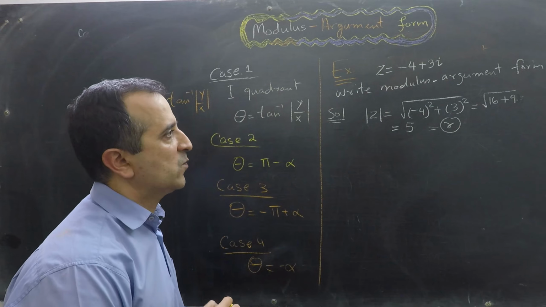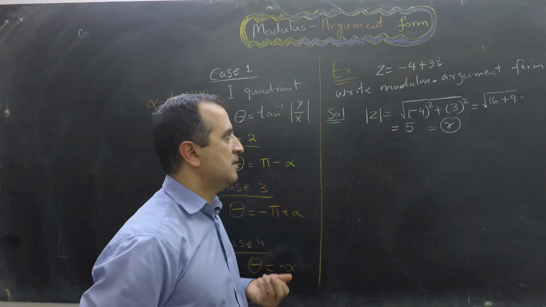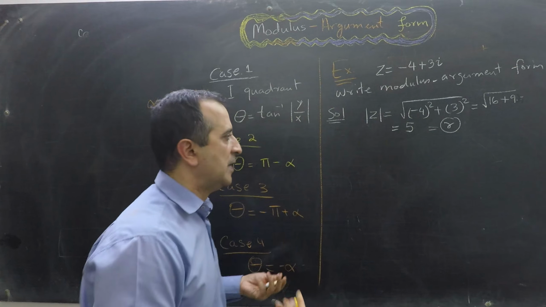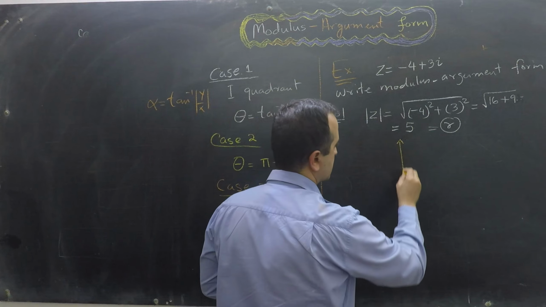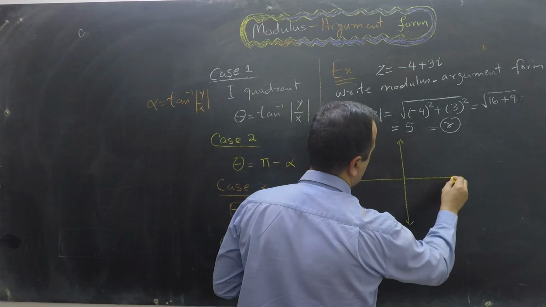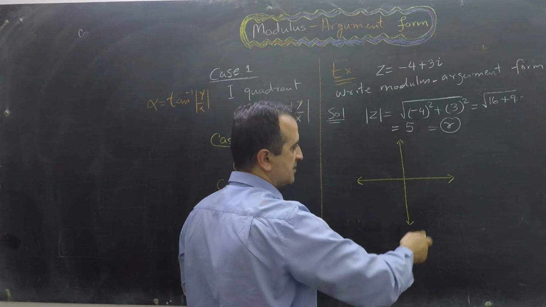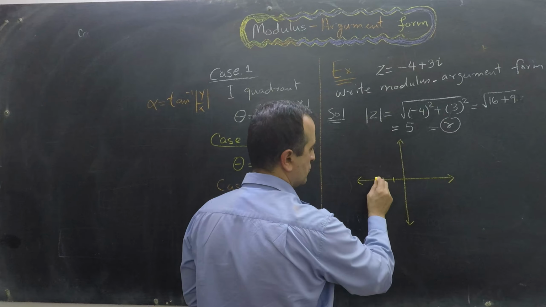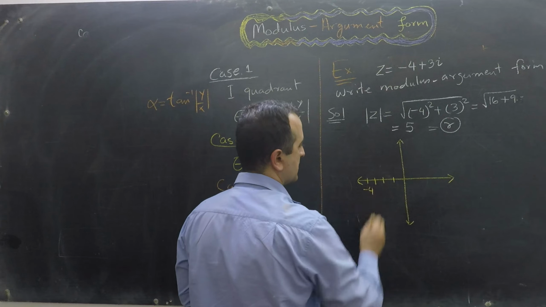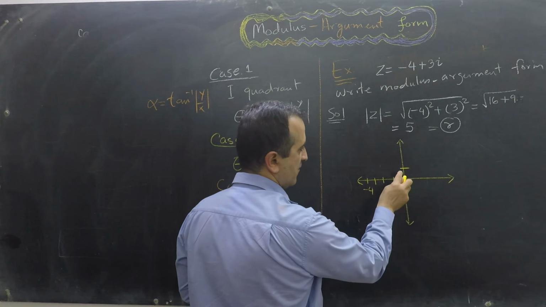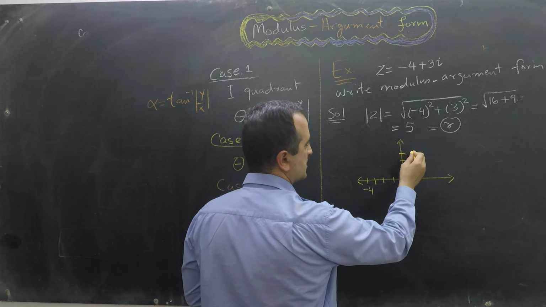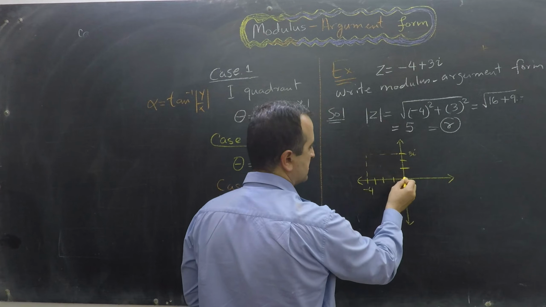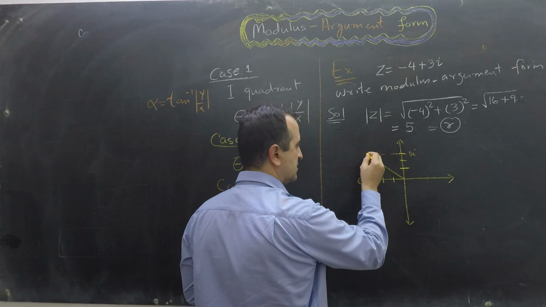Now I have to find my argument, my principal argument. To that end, let's first draw this complex number on the Argand plane. So this is my Argand diagram, where this is my imaginary axis, this is my real axis. So my minus 4 is like 1, 2, 3, 4. This is my minus 4, and this is 1 iota, 2 iota, 3 iota. This is 3 iota. My position vector is here.